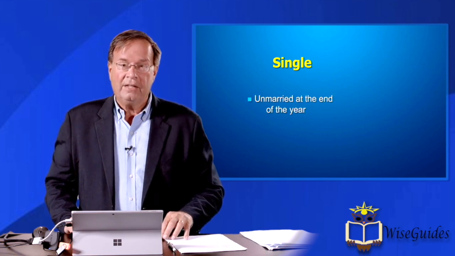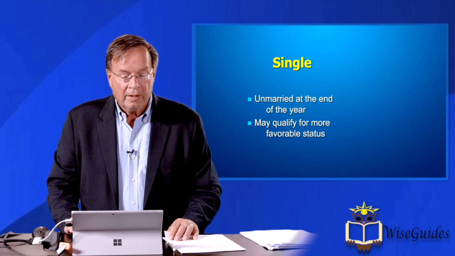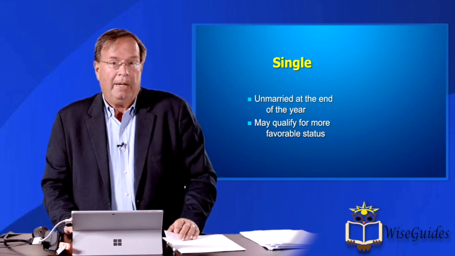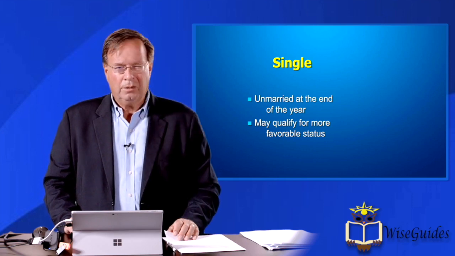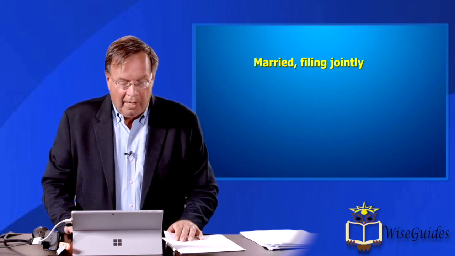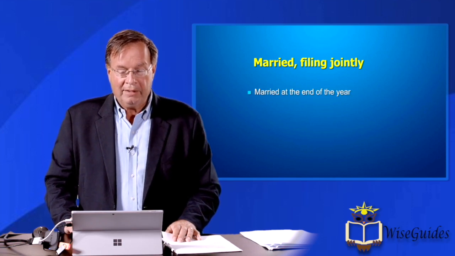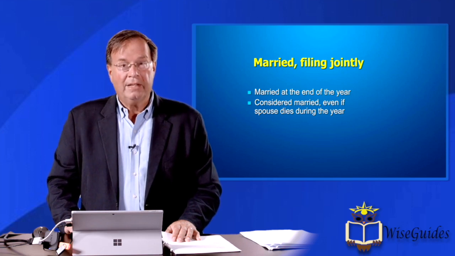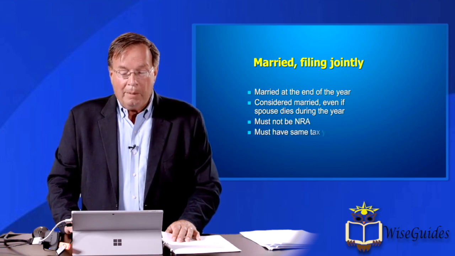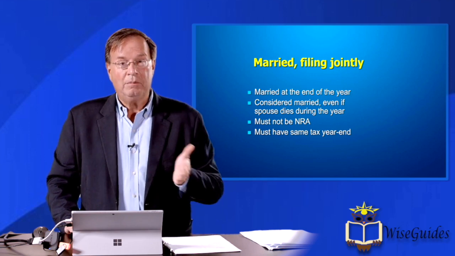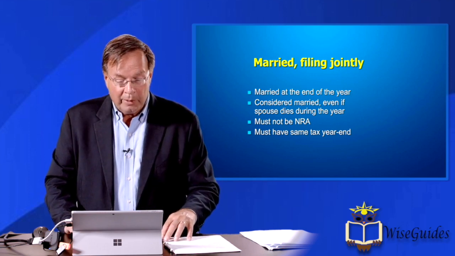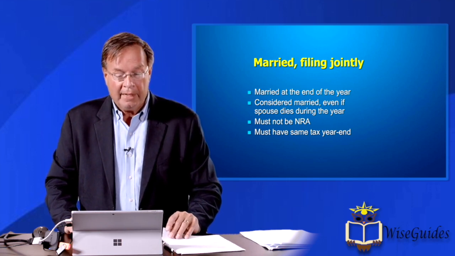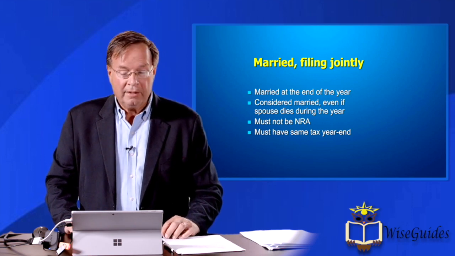Single, you're unmarried as of the end of the year. That's the filing status that you look at, but you may qualify for a more favorable status. So it's not unusual for somebody to say, hey, I'm not married at the end of the year, but do I qualify for something else? And the answer is yes. Married filing jointly, you must be married at the end of the year, but you're considered married filing jointly even if your spouse dies during the year. You must not be a non-resident alien. You must have the same tax year end, which is important in some situations. Personally, I've never had somebody with a spouse that has a different year end, but I have had spouses where the person is a non-resident alien.